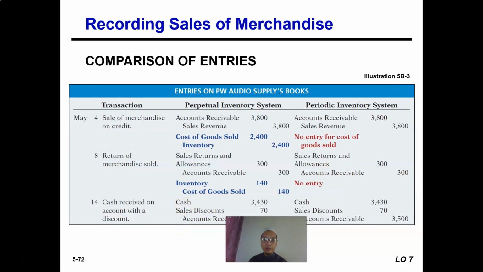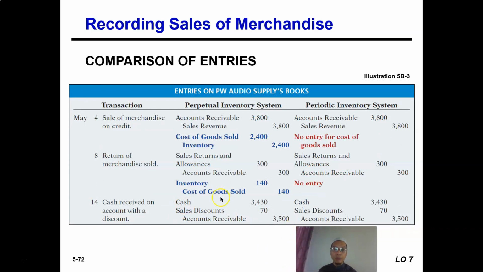Okay, so this summarizes the purchase transactions. And then in terms of the sale, there are even more differences here. This is from Audio Supplies' books, how they record the sales transaction. On 4th of May, they sold the item to Suk, the buyer.